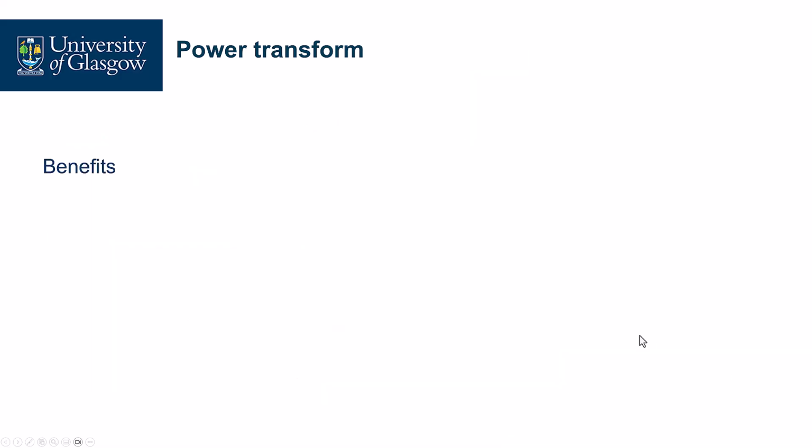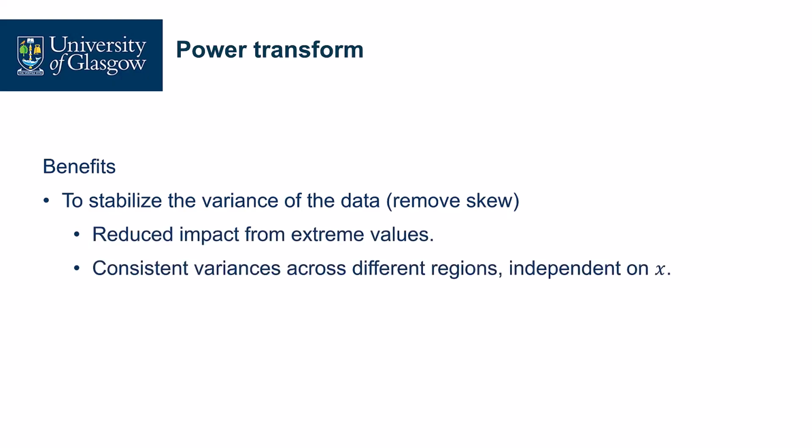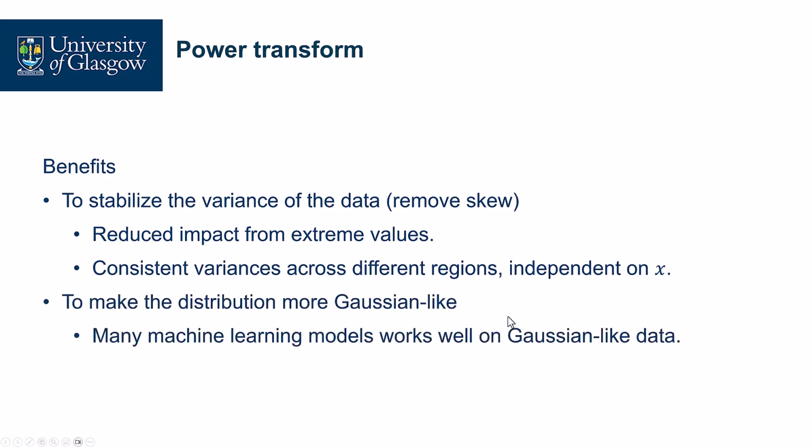So what are the benefits of the power transform? First, we remove the skew. In a more formal saying, we stabilize the variance of the data, but these two sayings have the same meaning. By doing this, we can remove the impact of the extreme values. And we make the variance more consistent across different regions. Also, by doing the power transform, we can generate more Gaussian-like data. Many machine learning models work well on Gaussian-like data.